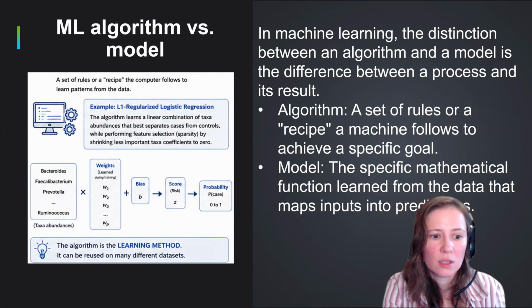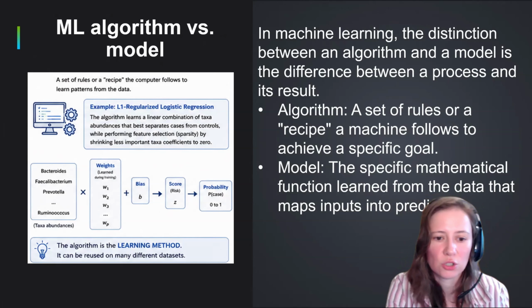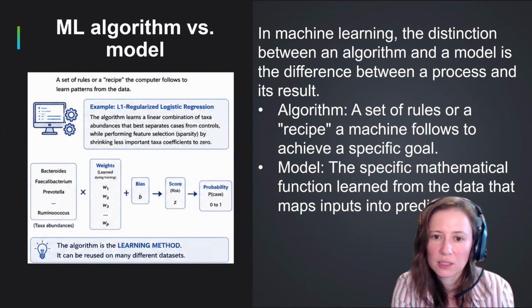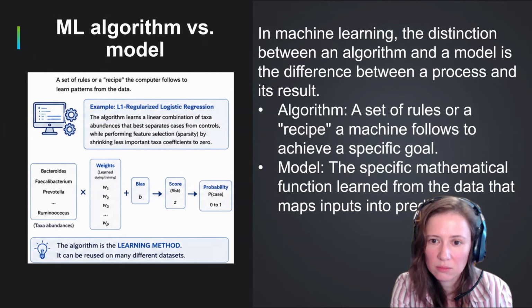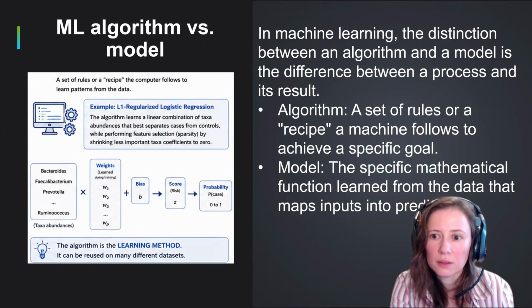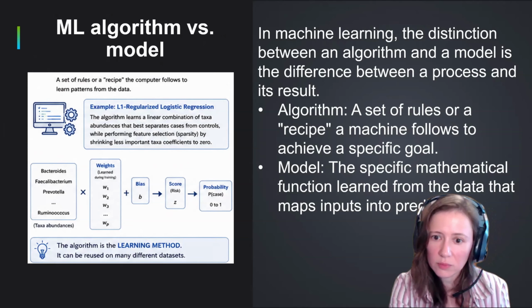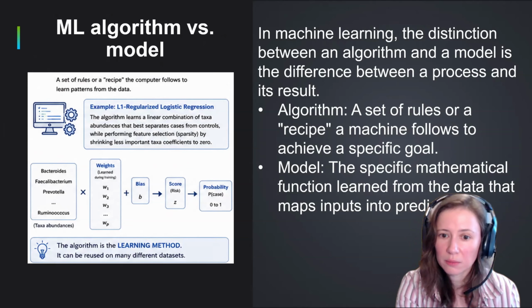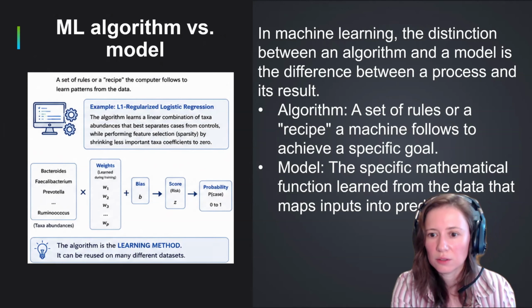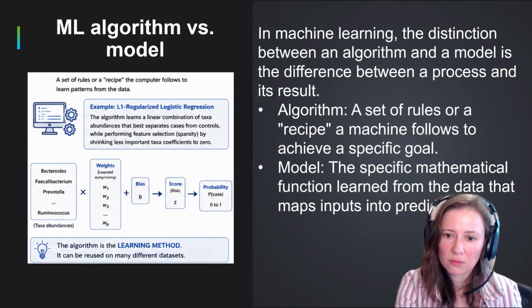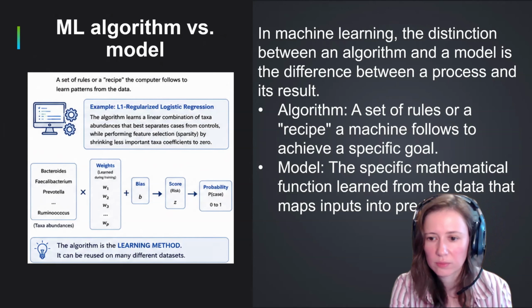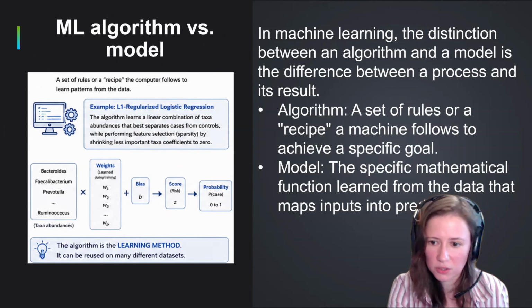Well, the model is what has been learned from this machine learning algorithm. Summarizing, you can define the algorithm as a set of rules or a recipe, a series of steps that the computer will follow to achieve a specific goal. In this case, it's creating a machine learning model. And then the model is a specific mathematical function learned from the data that maps these inputs or predictors into predicted outcomes, or clusters if you're doing clustering analysis.